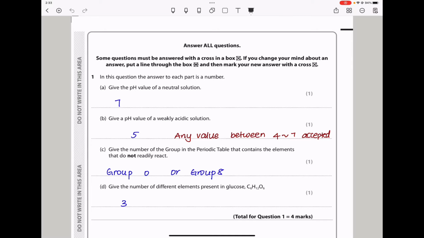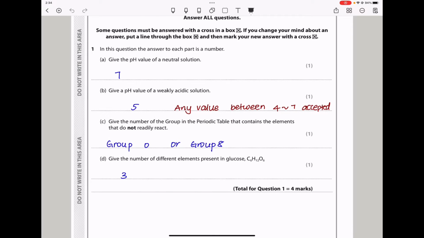Question 1. In this question, the answer to each part is a number. Give the pH value of a neutral solution. A neutral solution is pH 7. In part B, give a pH value of a weakly acidic solution. I chose pH 5, but any value between pH 4 and 7 is acceptable.